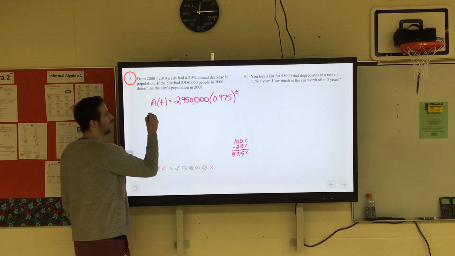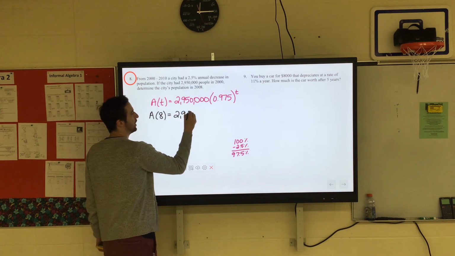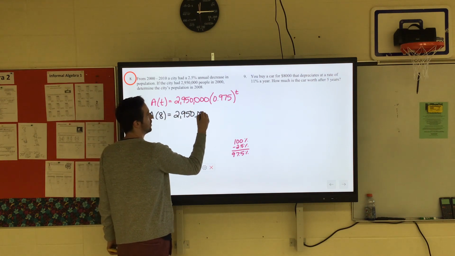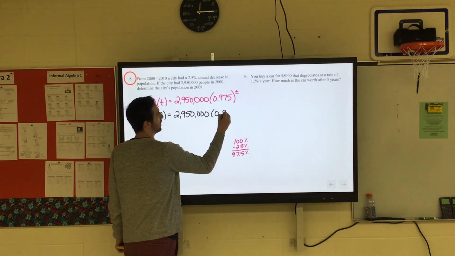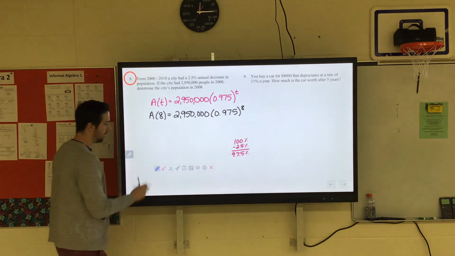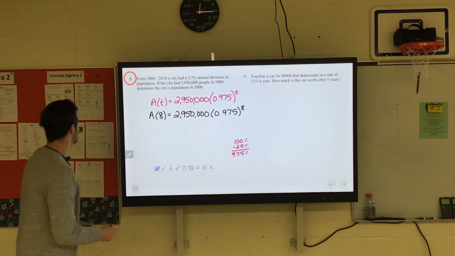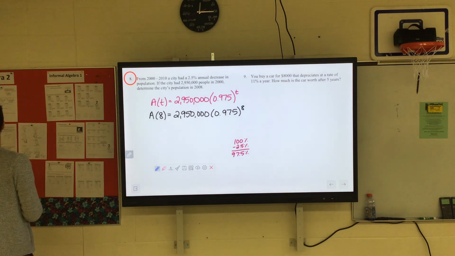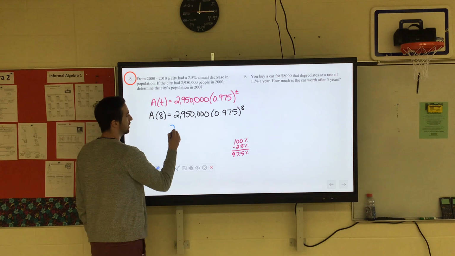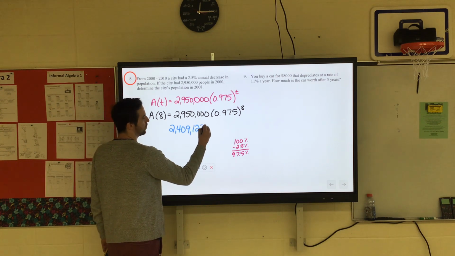So we're going to try a of 8 equals 2,950,000 times 0.975 to the 8th power. You put that in your calculator. Now this one we would round to the nearest whole person. So what's this one come out to? 2,409,123 people.